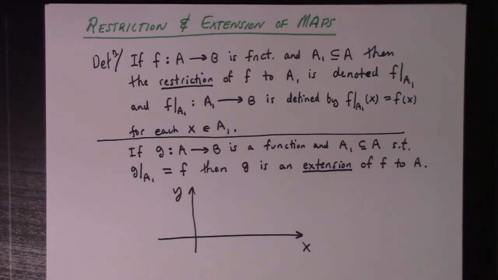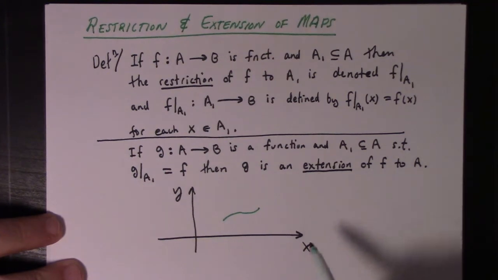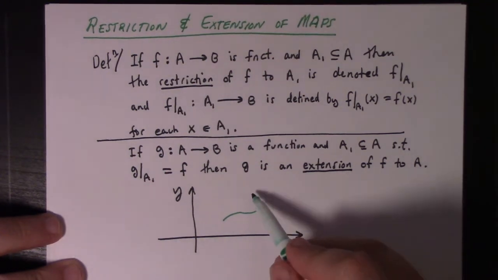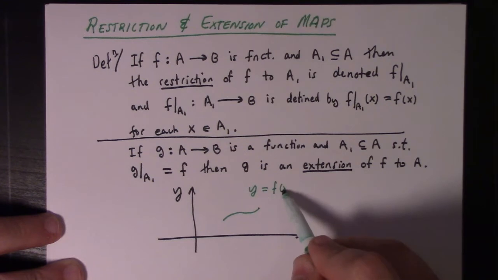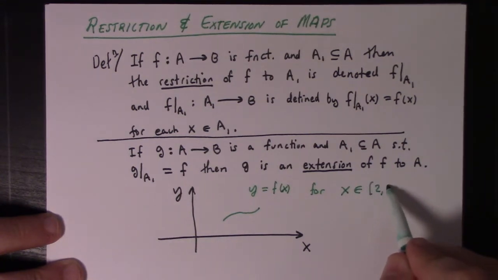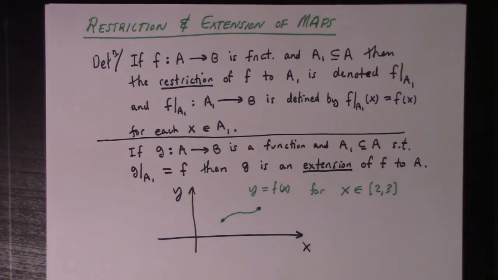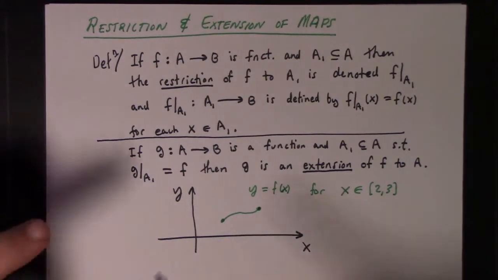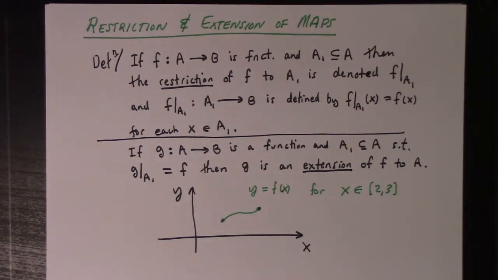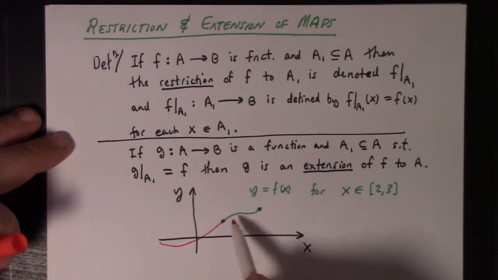So if you start out with, say, this graph, that's y equals f of x for x in, I don't know, 2 to 3. If we start with that, and then we ask, okay, what are possible extensions of that function? Well, the possibilities are pretty much limitless here. You could do it like this, or you could do it like that.